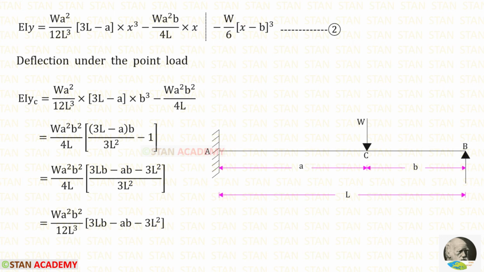Let us take w a square b square upon 4l outside. Then we will get this. For these two terms, we can take LCM. 3l square into 1, we will get 3l square. 4 into 3, we will get 12. L into L square, we will get L cube.